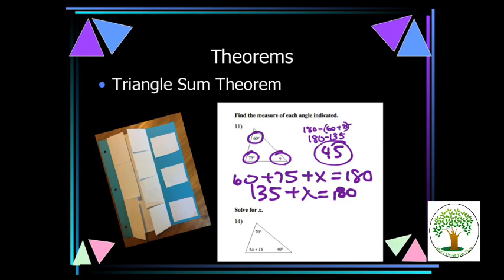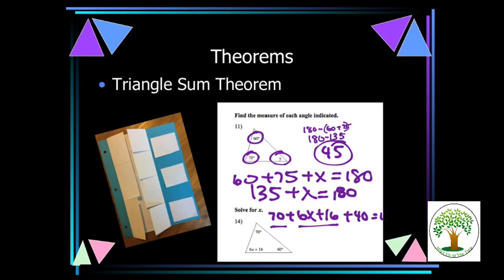All right, number 14. How in the world are we going to do this one? 70 plus 6x plus 16 plus 40 equals 180. So we have the 70 plus 6x plus 16, that's the second angle. And the third angle is 40, equals 180. And now we have to solve that equation.